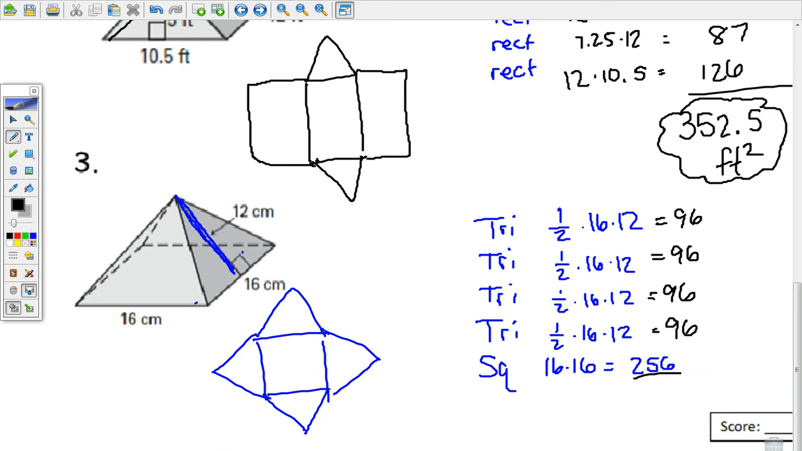If we add all those 5 sides up, even this 256 down there, we get, or at least I got, 640 centimeters squared. And that's the surface area.